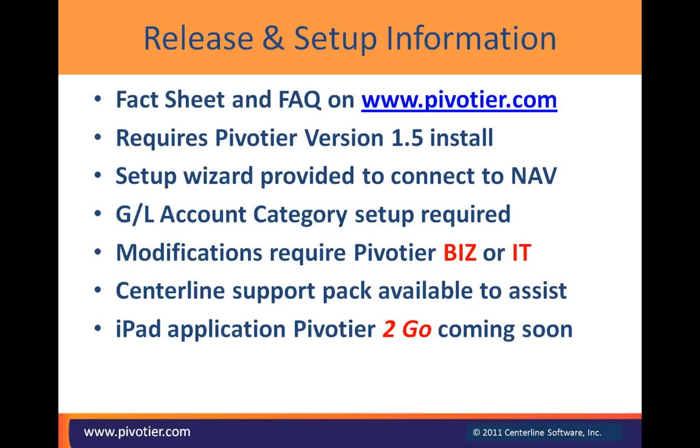And just a couple notes here we're going to look at. Pivotier Express Plus requires Pivotier version 1.5. So if you're on an older version of Pivotier today and you purchase an Express Plus product, you'll just have to apply the objects to update to the 1.5 version of Pivotier, and then you'll be able to run these reports. We're going to provide a setup wizard that'll help you get this installed quick and easy and be able to start running those reports and get the benefit right out of the box from Pivotier Express Plus. As you saw, you will have to configure your GL account categories to categorize your GL accounts so those financial statements work right out of the box for you.